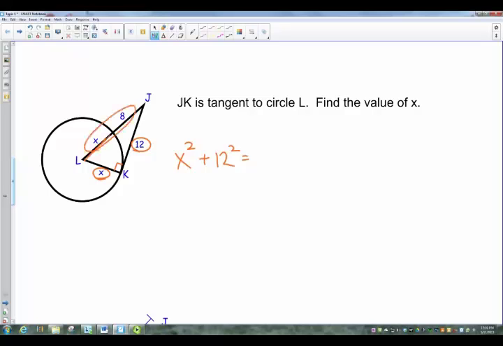So you've got the small value x, the small value 8. Using the segment addition postulate, you can add those together and get x plus 8 for that entire side, and then we square that. All right, and now we solve.